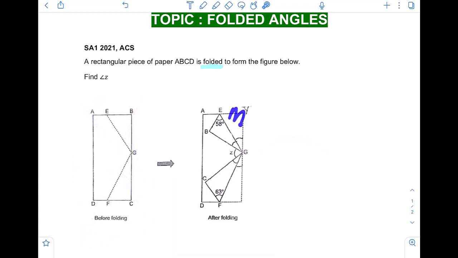Okay, they may not even draw the dotted lines for us. So if it's missing, please draw the original shape in dotted line, and then from there put in all the angles that you know. So for example, this is a rectangle. Okay, rectangle.